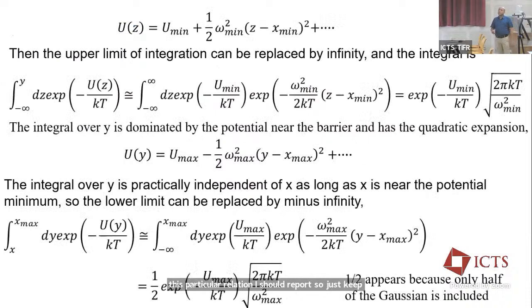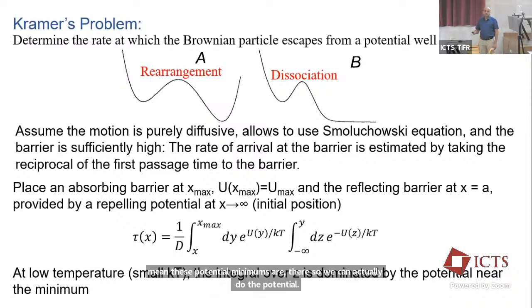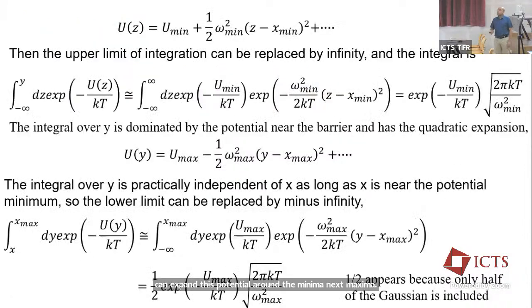So how to calculate that? As I told you, this absorbing boundary is placed on the barrier, and these potential minima are there. We can expand this potential around the minima and maxima. If we do this expansion, the first order term will be 0, because we are at the minimum or maximum. The second order term, this constant, will be the frequency, and if we put it into that equation, then this first integral will give you this type of relation.